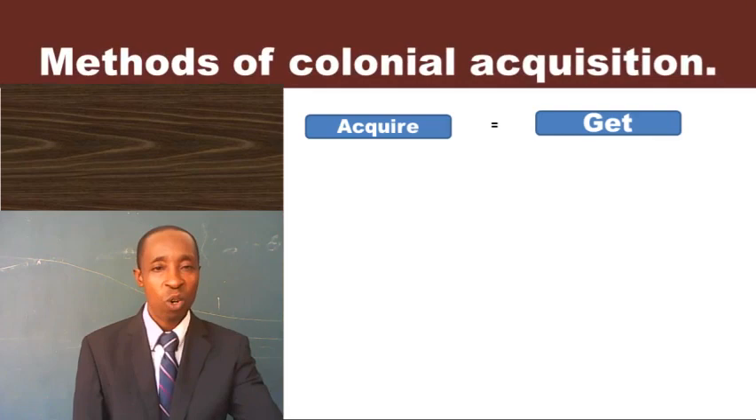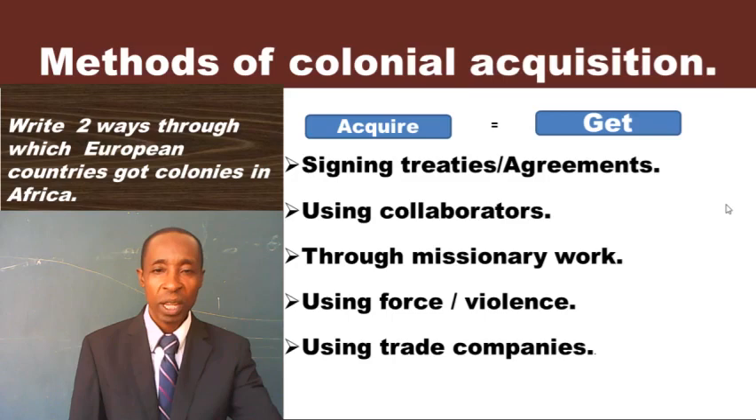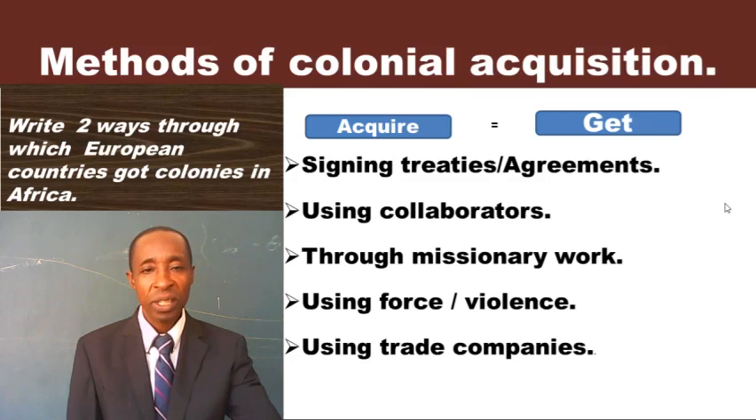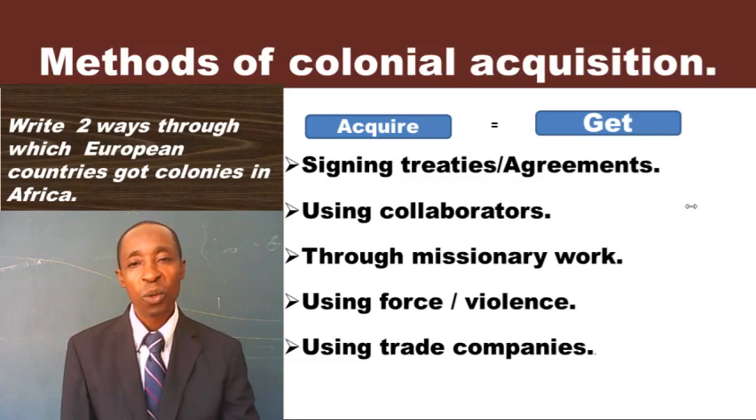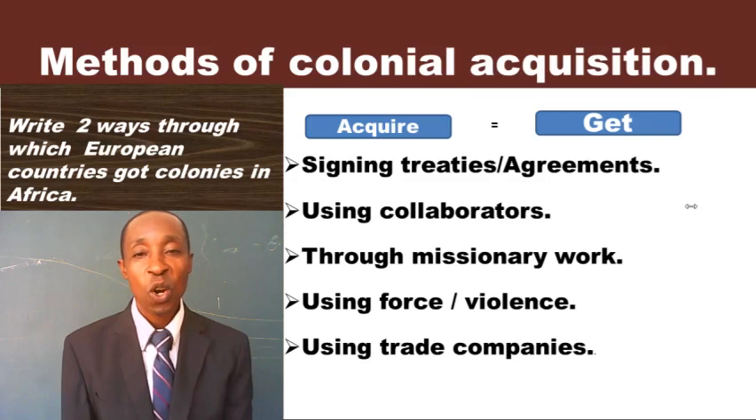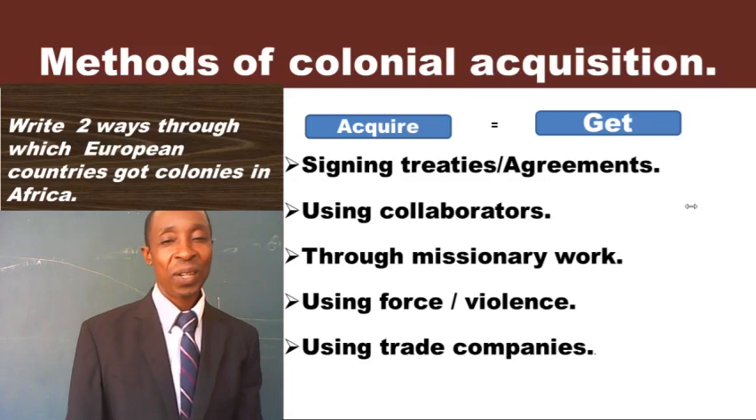Aspect one is through signing treaties or through signing agreements, then through using collaborators, through using missionary work, using force or violence, then using trading companies. I can conclude this with the question: write two ways through which European countries got colonies here in Africa. So with that, it can be answered following that.